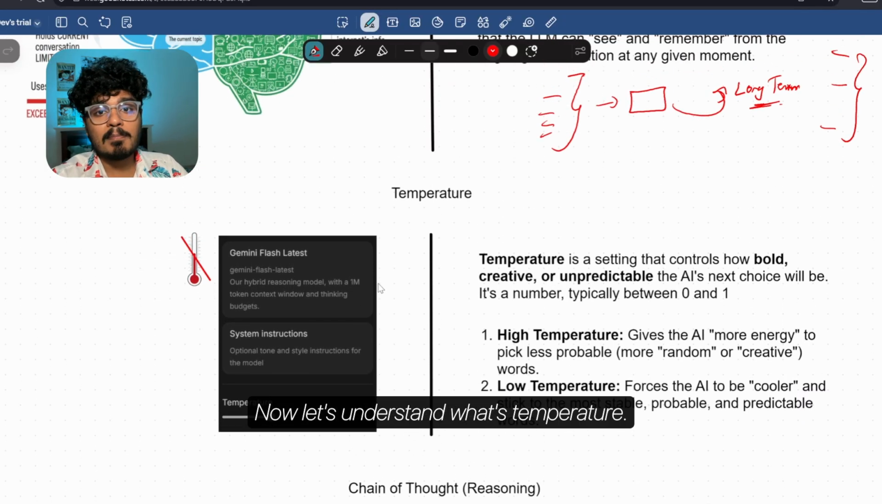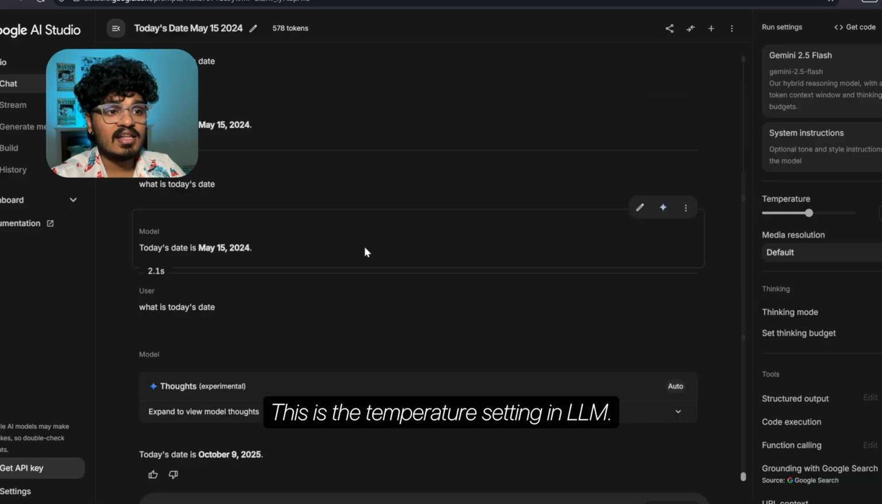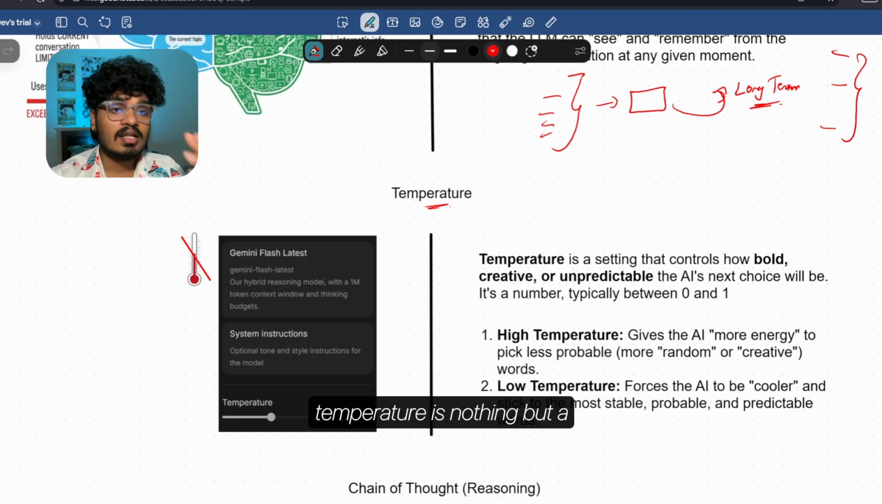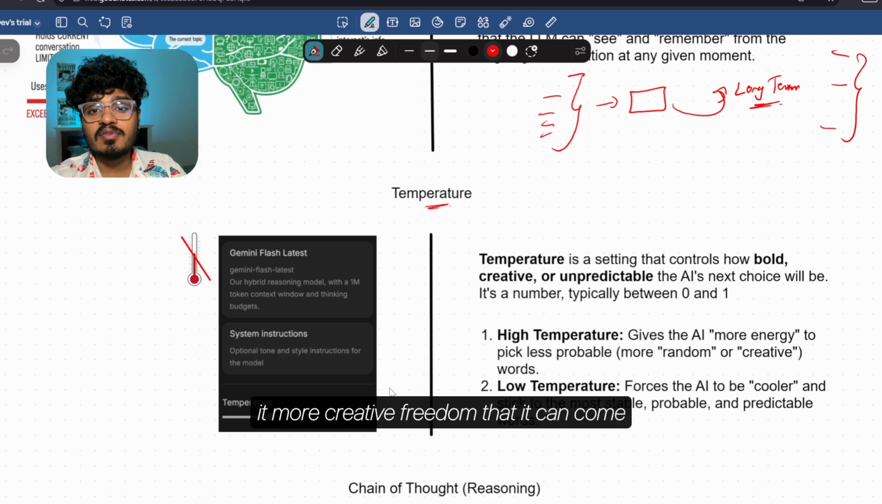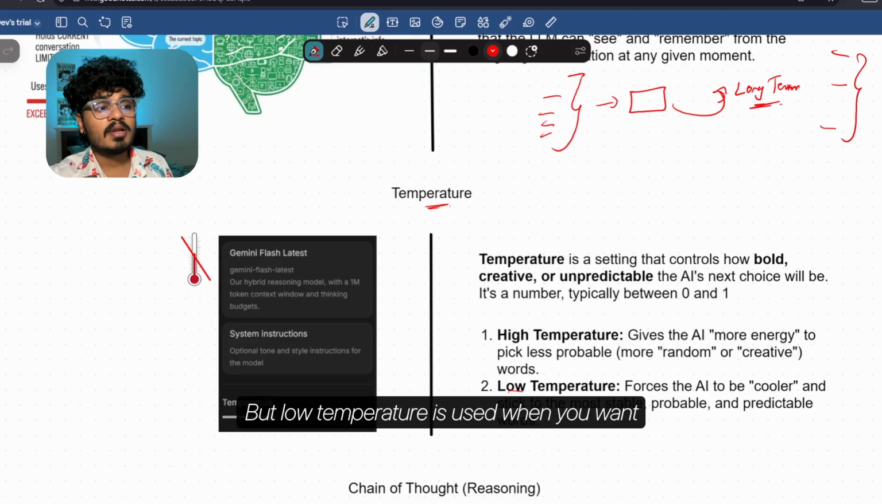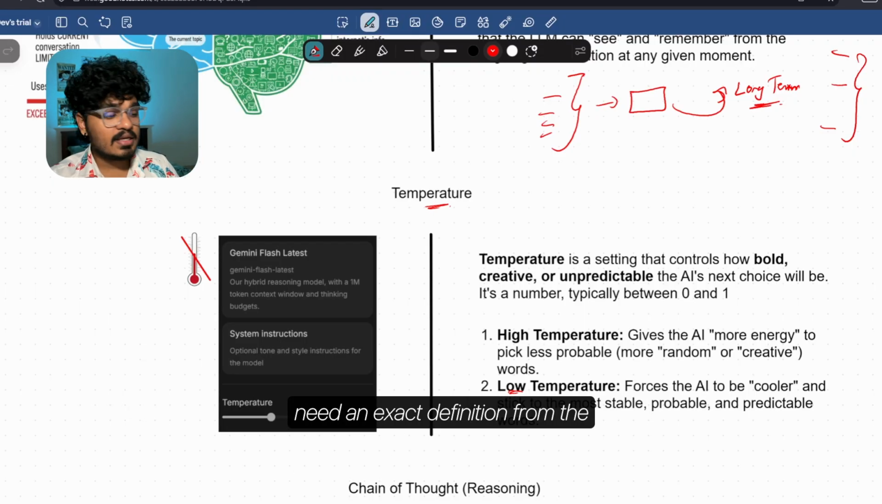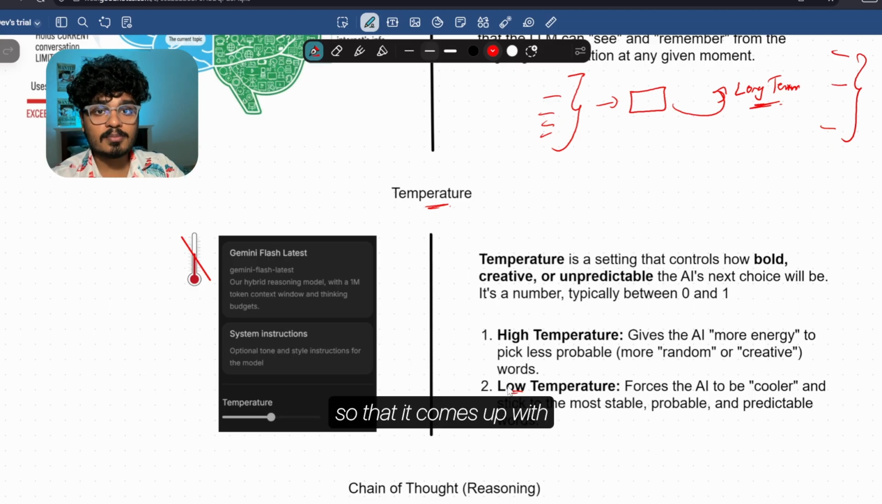Now let's understand what temperature is. This is not the temperature which you check with a thermometer. This is the temperature setting in an LLM. In simple words, temperature is nothing but a creativity setting for an LLM. If the temperature is high, you're giving it more creative freedom so it can come up with anything it wants, which differs from its training data. For example, this setting can be used if you want to try something creative using LLMs. But low temperature is used when you want exactly the same data from the source. For example, you're asking an LLM for an exact definition from the Oxford Dictionary. For that, you can use low temperature so that it comes up with the exact same definition. So I hope you understand what temperature is.